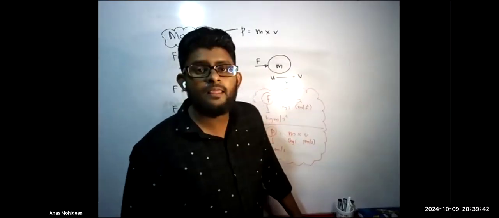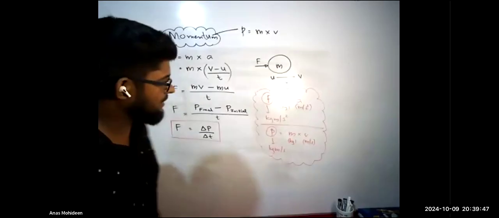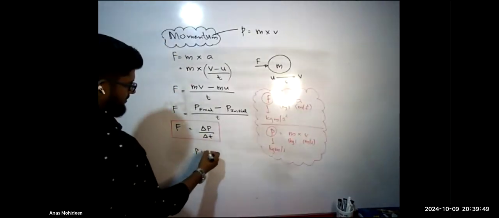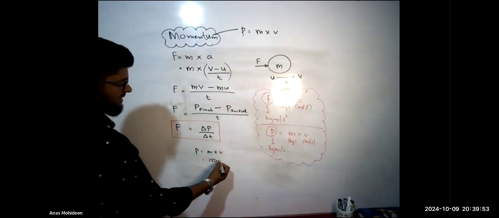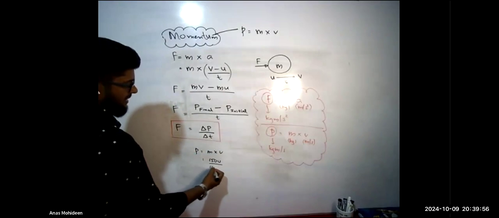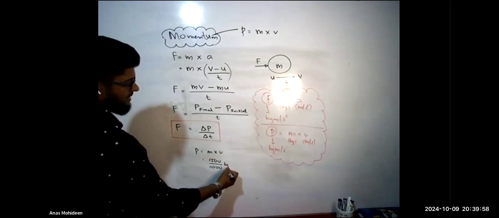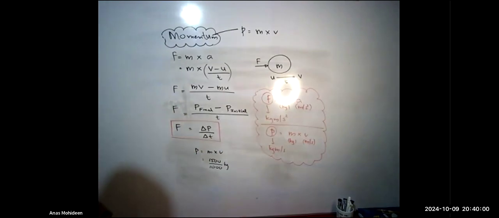kg ms minus 1. Can you text? What's the answer you got? 30 kg ms minus 1. Okay. How come? P is equal to m into v. Mass is 1500. Can I apply 1500 grams? I have divided by 1000 to make it kilograms. I can't write grams. Okay.